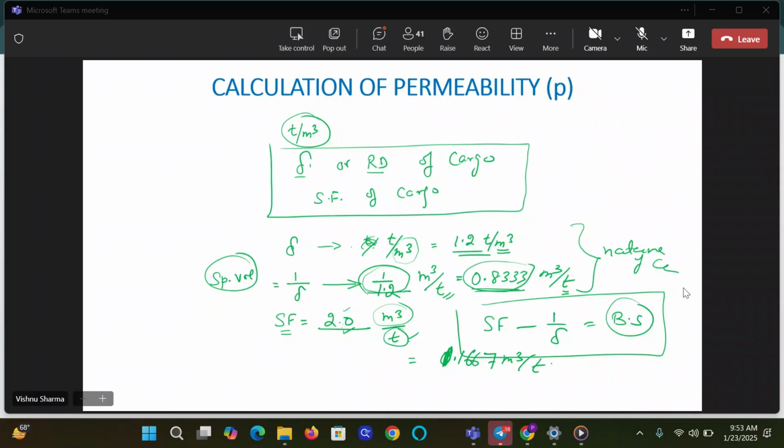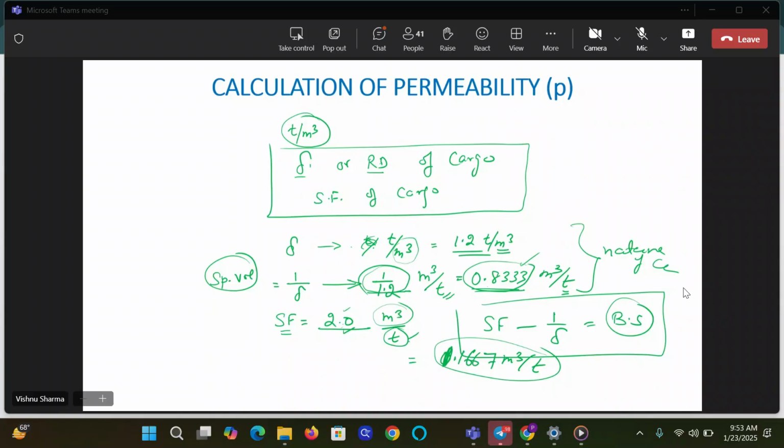That means, guys, out of 2 cubic meters, cargo occupies only 0.8333. The remaining is empty. It's gone to waste. But in case bilging takes place, water will not allow that to remain vacant. So this 1.1667 cubic meters is available for the water to occupy in case of bilging. Am I right, guys? Yes or no?